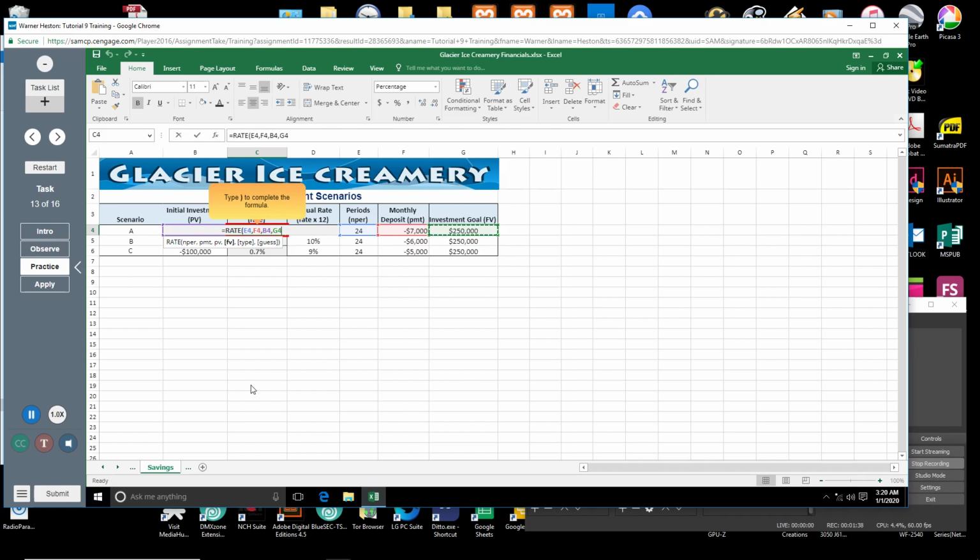Type close parenthesis. Press Enter. Excel performs the calculation and displays a monthly interest rate of 0.9%. You need to multiply this rate by 12 to determine the annual interest rate.